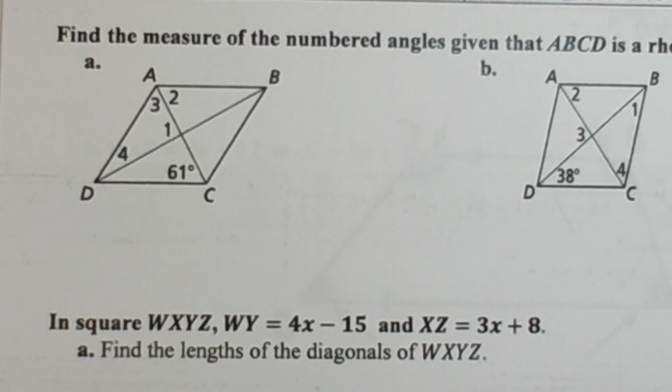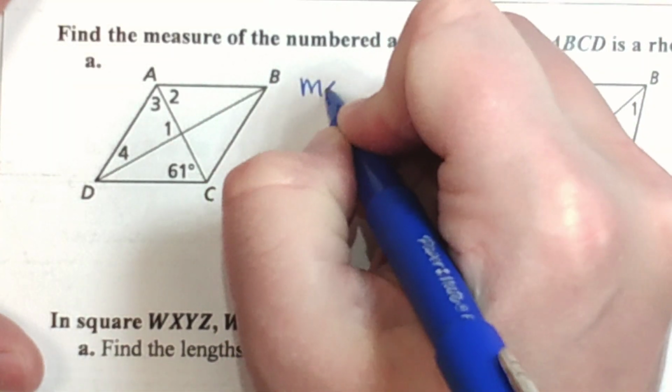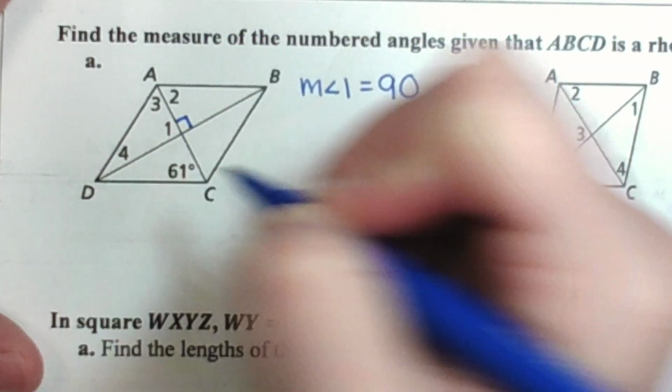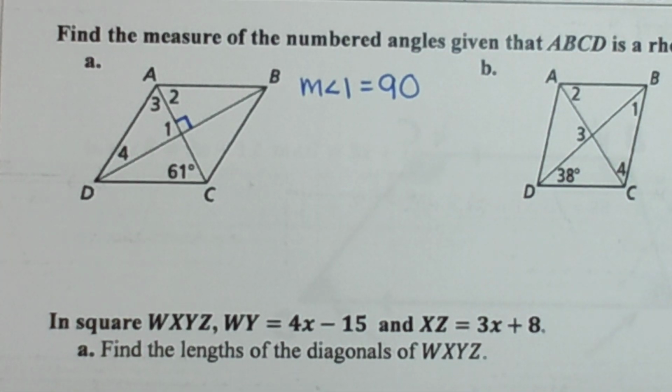Okay, if ABCD is a rhombus, here are the things I know about angles. First off, I know that the diagonals crossing one another make a right angle. Does that help me solve any of my numbered angles? Yeah. Which one? 90. Measure of angle 1 has to be equal to 90, because these have to be right angles in the middle.